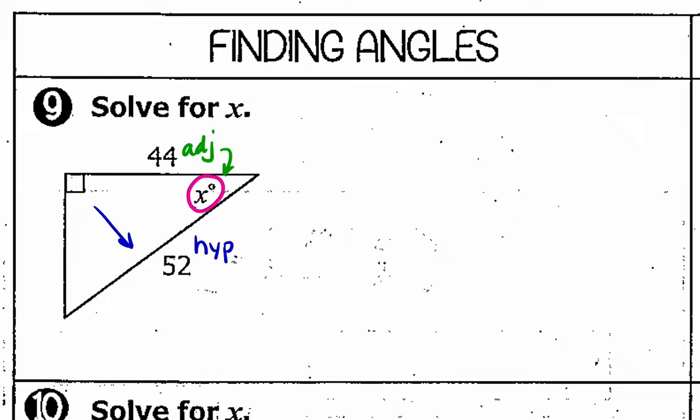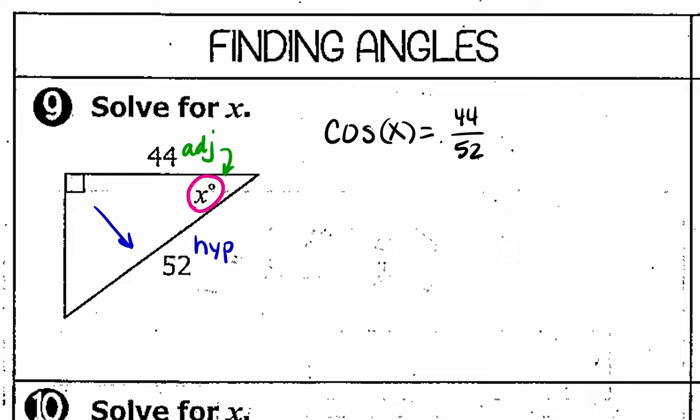The ratio that uses adjacent and hypotenuse is cosine. So we have cosine of that x value, which we don't know, equals 44 divided by 52. Two ways that we can do this. We can look in our chart.